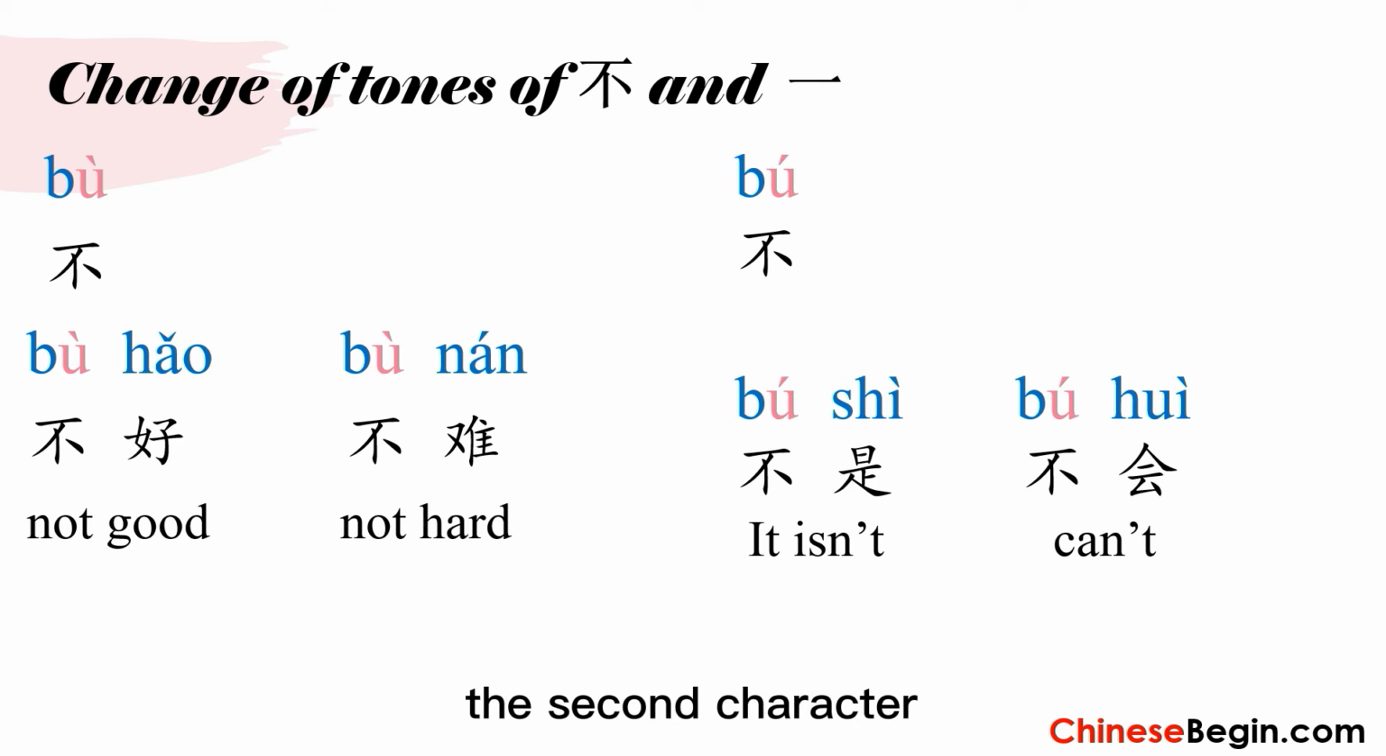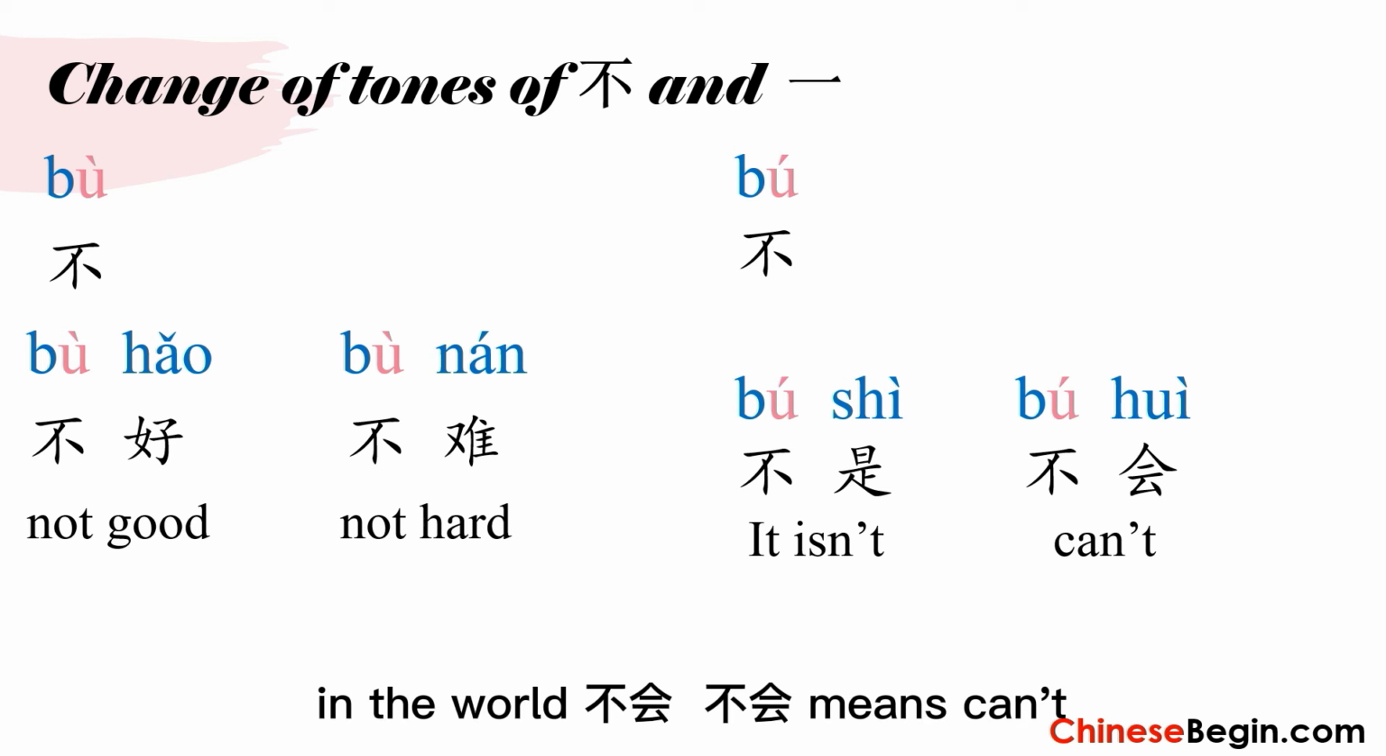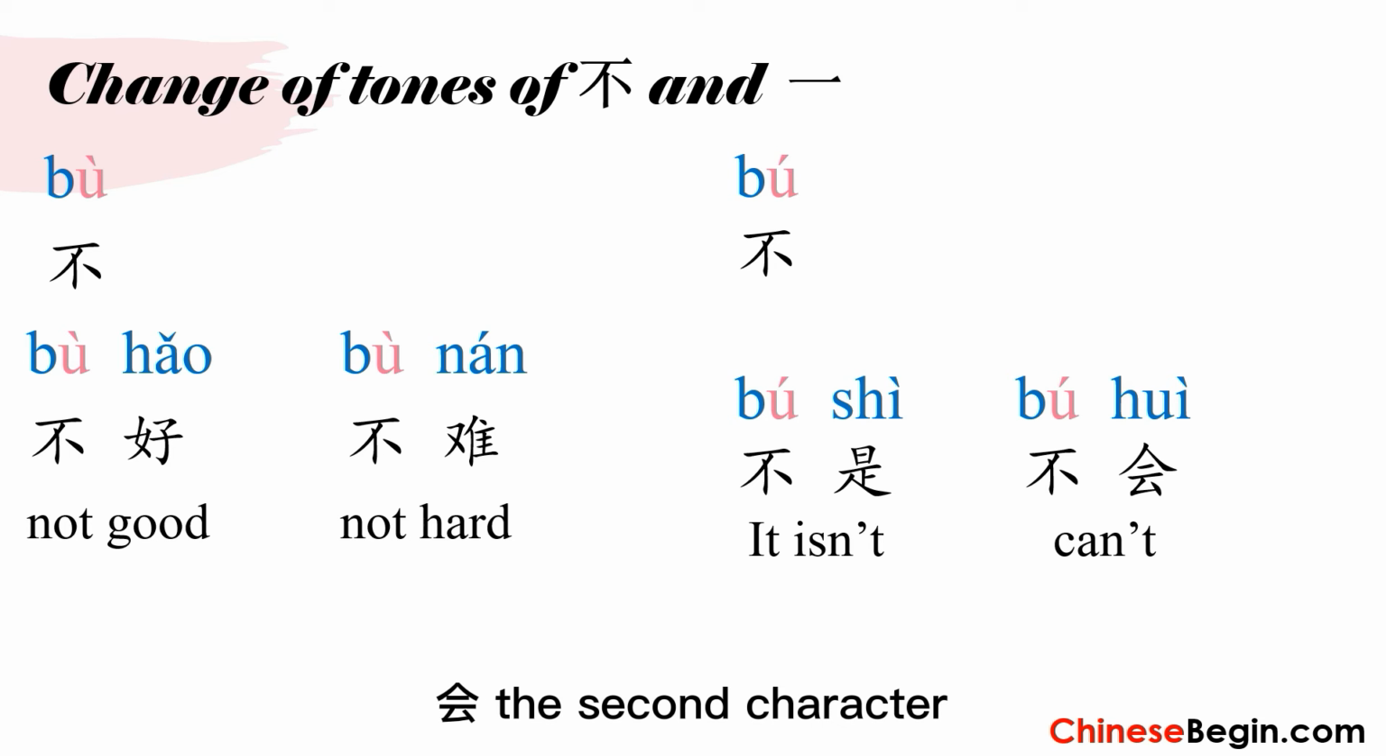And the second character 是 has the fourth tone, so 不 should change from the fourth tone into the second tone. So it should be pronounced as bú shì. Similarly, the word 不会 means can't. The second character 会 also has the fourth tone, so the first 不 should change from the fourth tone into the second tone.